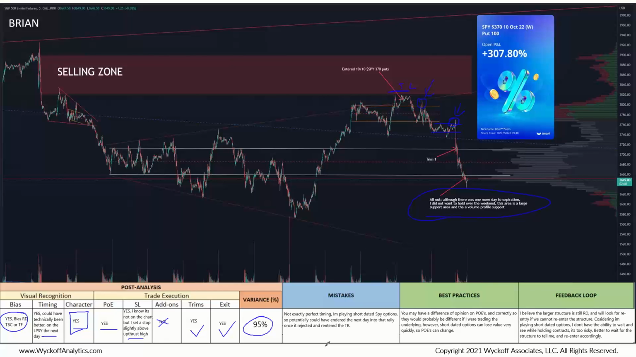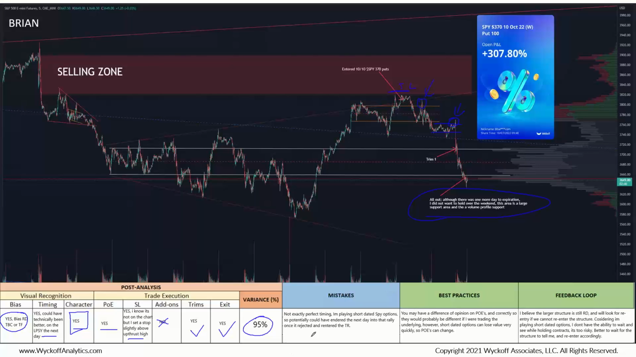So, variance 95%, just about as close to perfect as you can get without actually being there. And then his comments, and this is where the rubber meets the road in post-trade analysis, because we're looking for mistakes that we make, even if they're minor mistakes, that we make consistently, so that we can become aware of our tendencies and not repeat them in the future, and even make ourselves better traders. So let's see what he says here.